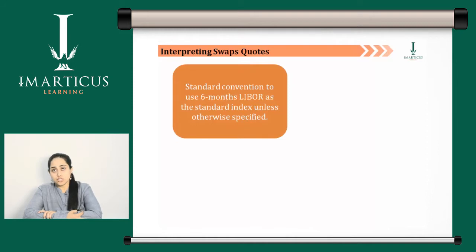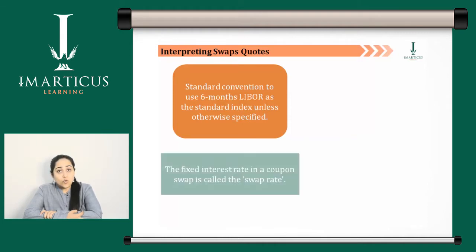It has become a convention in the swap market to use Libor, usually 6-month Libor, as the standard index for floating interest rate in a coupon swap unless otherwise specified. The fixed interest rate in a coupon swap is called the swap rate. The fixed rates in coupon swaps are quoted in absolute terms, that is, as full percentage annual yield. This is also a practice in case of currencies which have less liquid swap markets and is referred to as the all-in price of the swap. Shown on the screen is an example of an all-in swap rate quote.